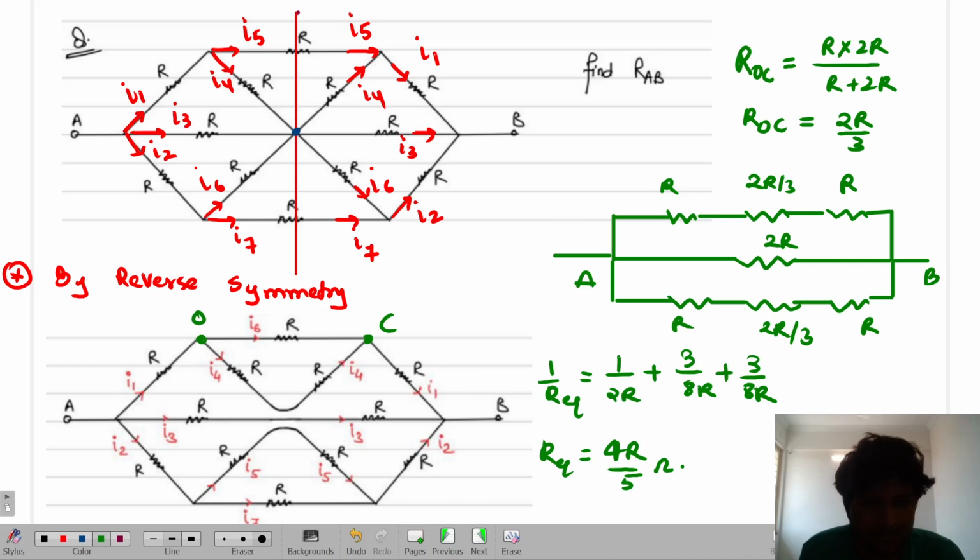Are you able to get me? Is that clear? You can even solve this question with the help of folding symmetry.